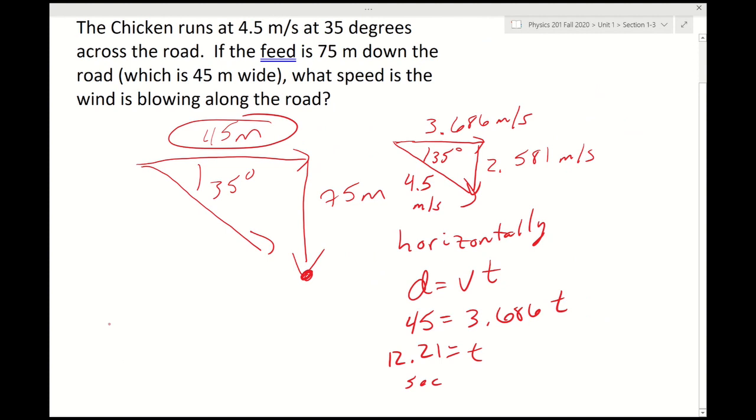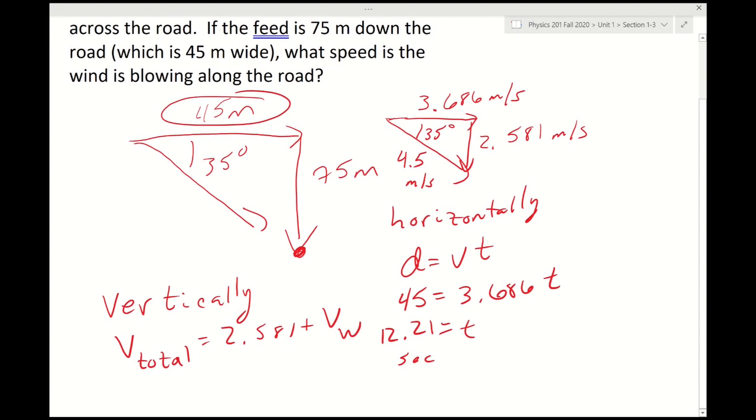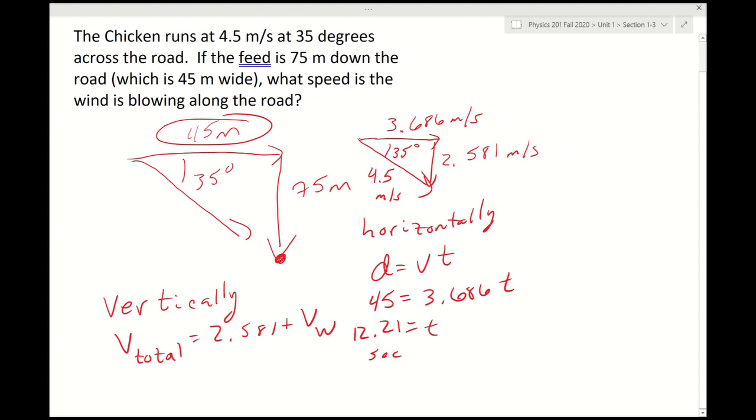Now, based on this drawing, the vertical distance, the distance along the road, has a total speed, which is going to be the speed of the chicken, 2.581, plus the speed of the wind. And as we saw in the previous problem, if in fact the speed of the wind turns out to be negative, then our drawing would indicate that it would be going vertically up instead of down. Distance is equal to the total speed times time.